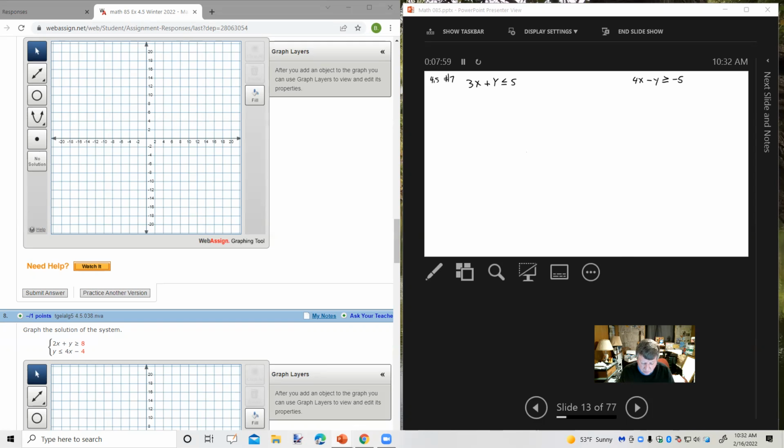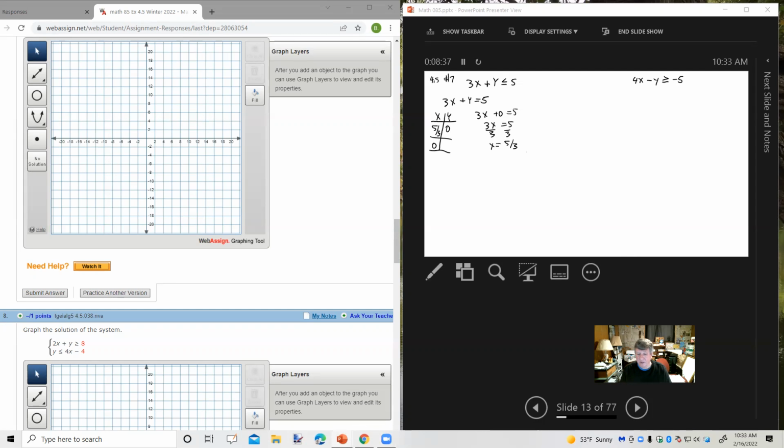All right, so taking a look at the first inequality, I'm going to write its related equation, which is 3x plus y equals 5. Then I'm going to find a couple of ordered pairs. I'm going to go ahead and use the x and y intercepts if that works. If y is 0, we get 3x plus 0 equals 5. So 3x equals 5. Dividing both sides by 3, x equals 5/3.